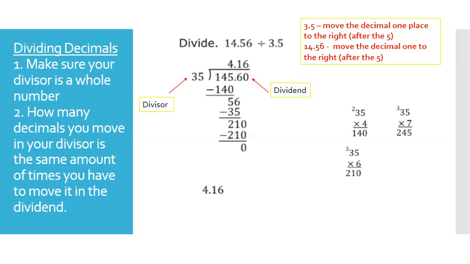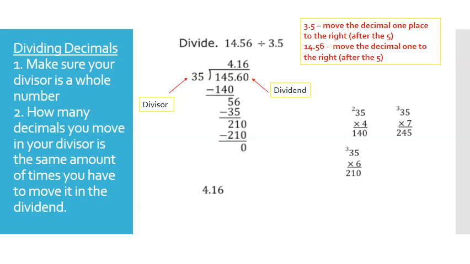Our dividend has to reflect what we do in our divisor. So since we've moved the decimal point one time over to the right in our divisor, we have to do that also in our dividend. So our dividend is 14.56. If we move that decimal point before the 5 one time over to the right, it's going to place it before the 6. Okay, so let's go ahead and put that in the dividend. 145.6 now as our dividend. So we can now do our dividing.